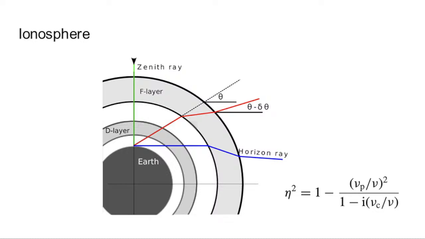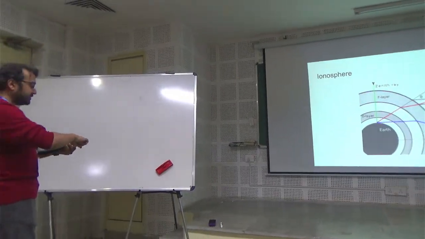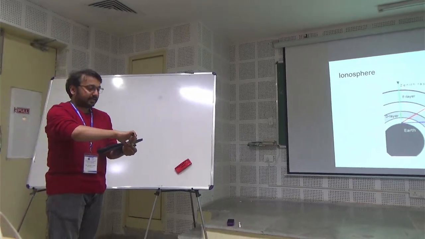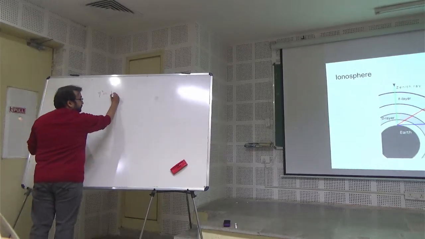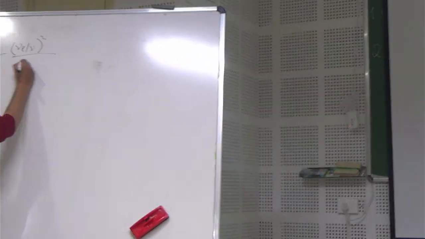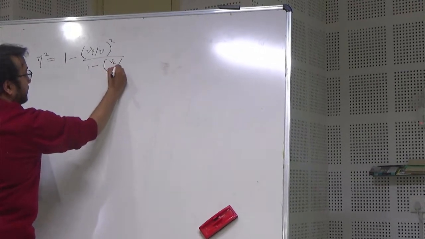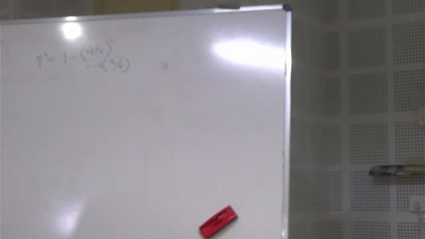But more importantly, their refractive index is actually a complex quantity, and that creates problems. As you can see here on the graph, you have this eta squared. Eta squared is nothing but the refractive index of the atmosphere. The two frequencies that you see there are the collision frequency of electrons, and the plasma frequency, below which you have a cutoff. But this is a complex quantity.